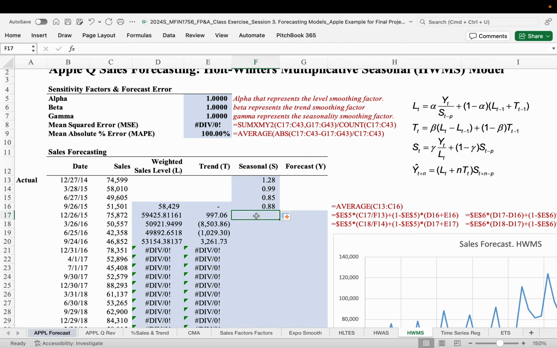But now here from the December 2015, we can use this formula, right? This formula. And the gamma, let's fix this gamma, and then times the sales divided by the level, right? Level. Then plus 1 minus, again, the gamma. Let's fix this gamma times now the same quarter, but the prior year, right? Oops.